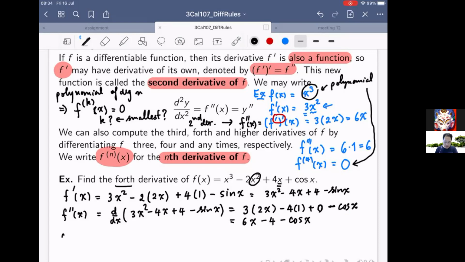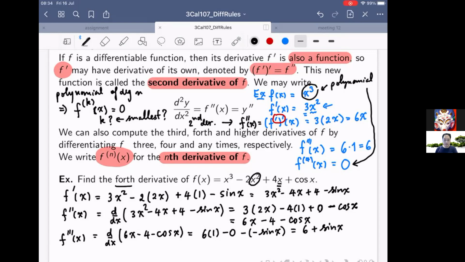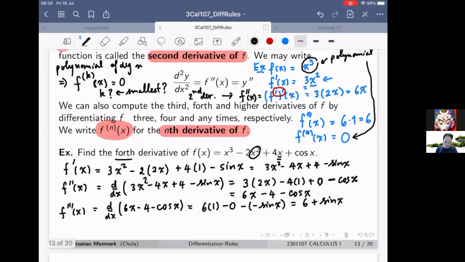Are we okay? Now, the third derivative is just the further derivative of this one. You have 6, and the derivative of the constant is 0, and then the derivative of negative cosine becomes positive sine. So it becomes 6 plus sine. Now what will be your fourth derivative? The constant 6 goes to 0, and the derivative of sine becomes a positive cosine. So you end up with cosine.